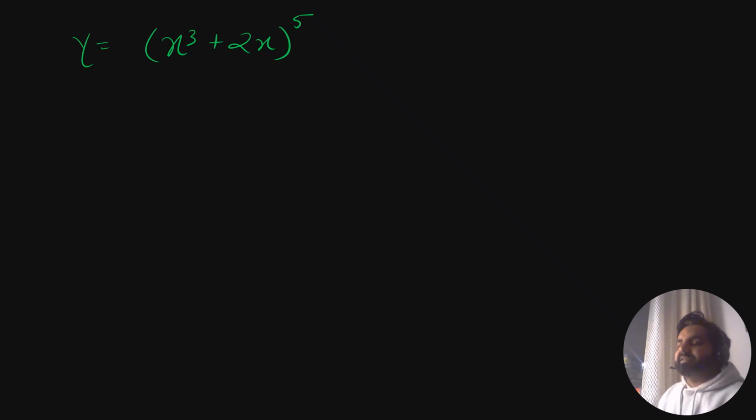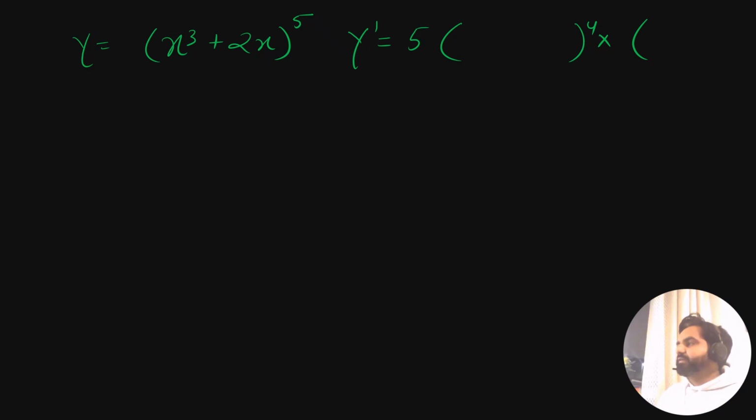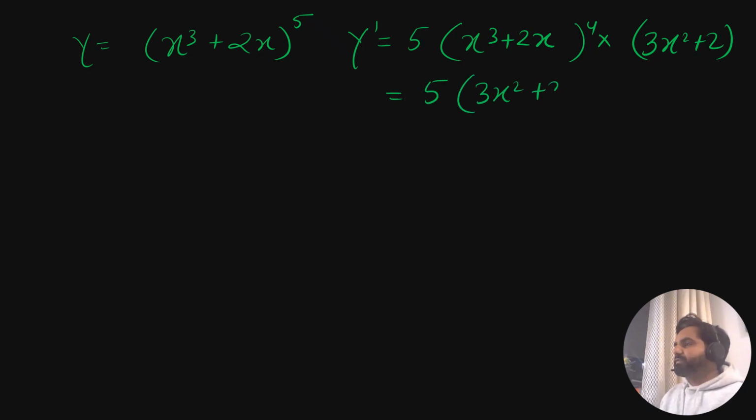And this belongs to the algebraic function. So I will write differentiation of this would be 5 bracket power 4 multiplied by differentiation of the bracket, which is 3x square plus 2. Okay, and we will copy whatever is inside the bracket. So this is your final answer, which you can write as 5 (3x square plus 2) (x cube plus 2x) to the power 4.